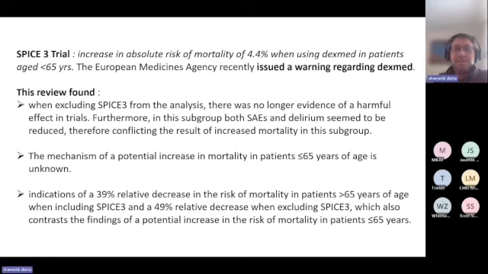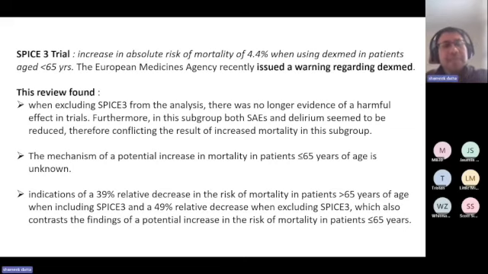So I just want to touch a little bit on the SPICE-3 trial. It was done in 2018, 2019 throughout 8 countries, including Europe, Australia, and New Zealand. And they showed that there was an increase in absolute risk of mortality of 4.4% when using Dexmed in patients aged less than 65 years. This led the European Medicines Agency to issue a warning regarding use of dexmedetomidine as a sedative drug for infusions last year.